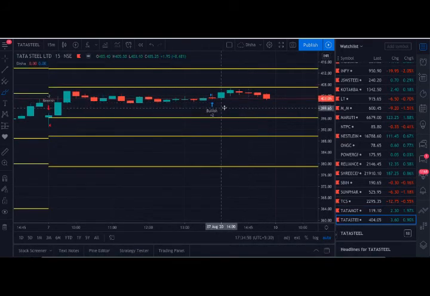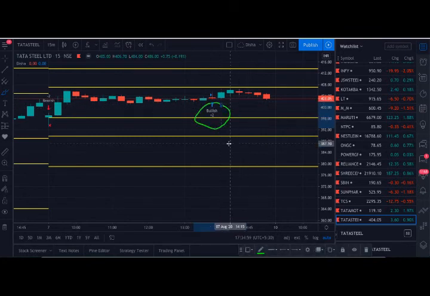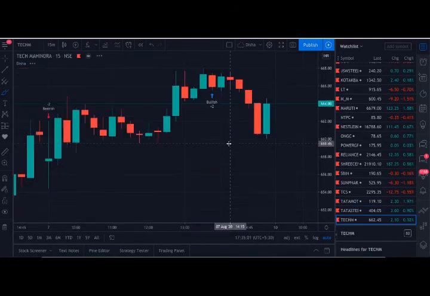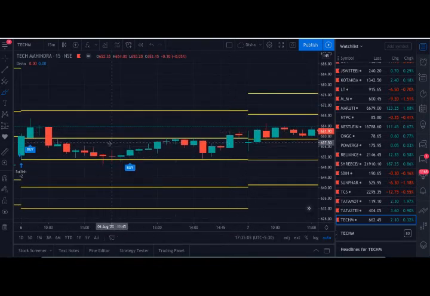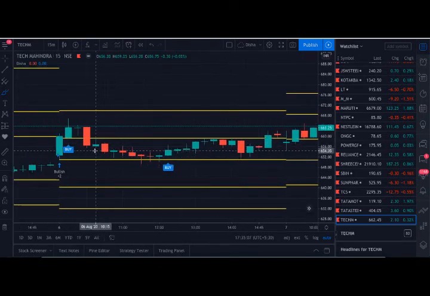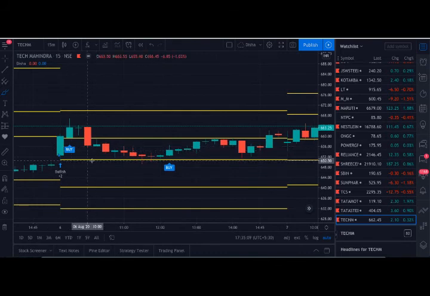Tata Steel bullish but no signal, so nothing. Tech Mahindra, go back, here buy bullish. Okay, here you can see it has given bullish buy with breakout. You can take the entry here. The stop loss is this line, just below this line.